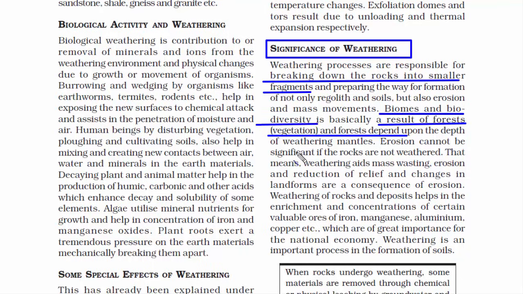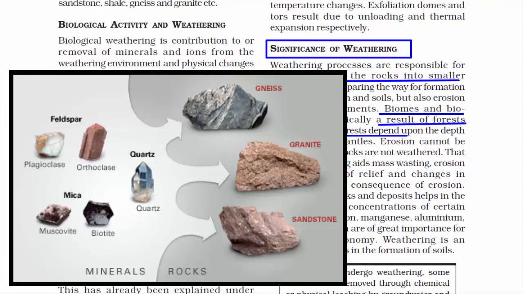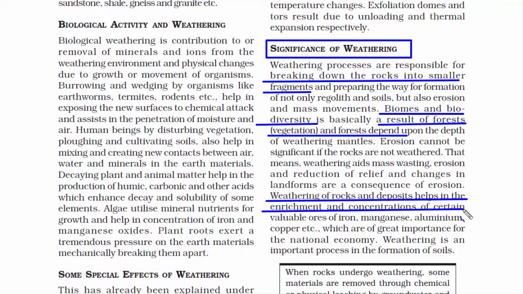Another point is that rocks contain different kinds of minerals, which are packed together. After weathering, these mineral grains get transferred to soil, and then due to erosion, soil gets transported from one place to another. If this natural mechanism doesn't exist, then how will there be large deposits of valuable ores of iron, manganese, aluminium, copper, etc.? These minerals are important for the national economy. So you see how weathering is important from an environmental as well as economic point of view.